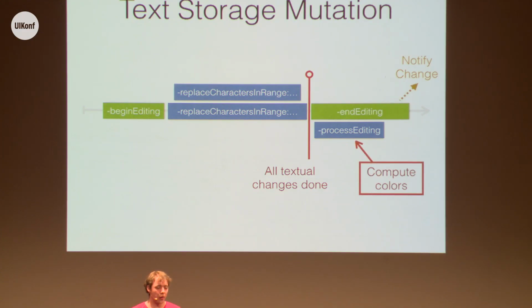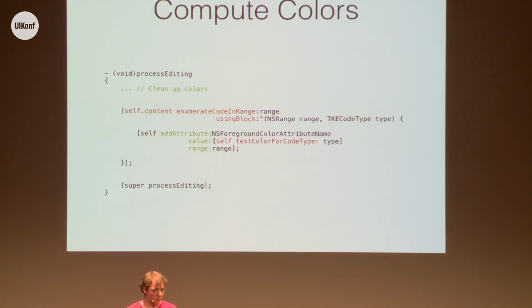After every change, at the point in time where every text has changed, you get a call that tells you, hey, I have changed this part of the text, which is the method process editing. And just in there, you compute the colors. So it's a very sweet spot, and there are not many cases you have to handle. It's very, very straightforward. You just know where you're going.